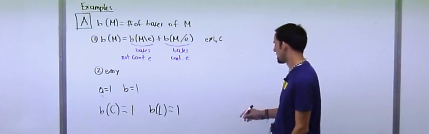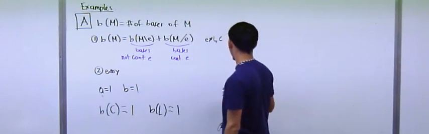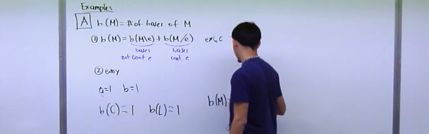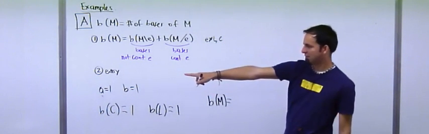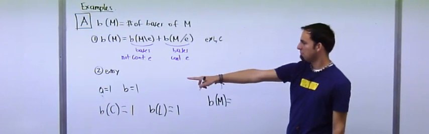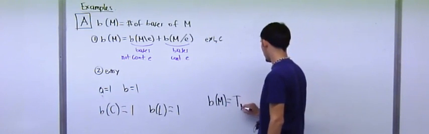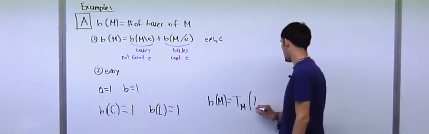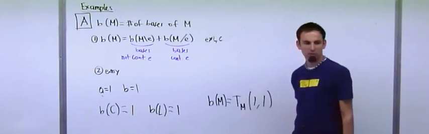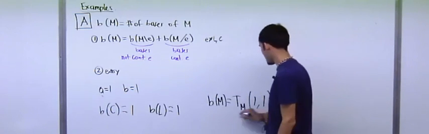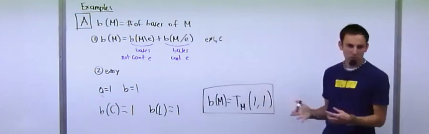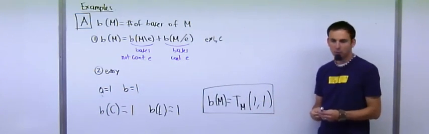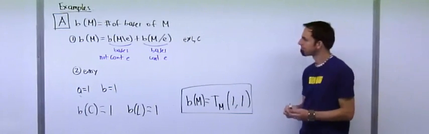And so that means that the number of bases of a matroid is equal to that big thing, but you plug in A equals 1, B equals 1, the Tutte polynomial, f of co-loop equals 1, and f of loop equals 1. So you just get the Tutte polynomial evaluated at 1, 1. Couldn't be easier than that. So if you have the Tutte polynomial, you just plug in 1 for both values, and you get the number of bases.